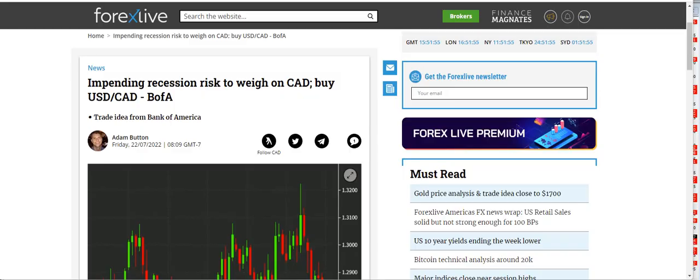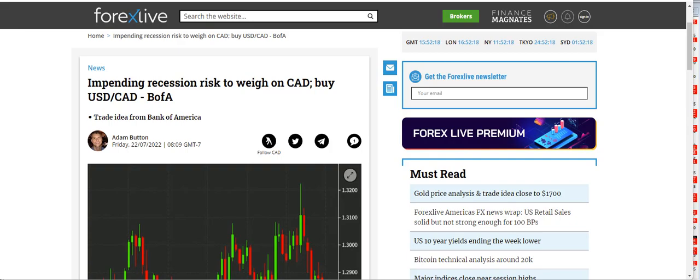Hello, ladies and gentlemen. My name is Greg Michalowski, and I wanted to take a technical look at the dollar versus Canada. The catalyst for this look at that currency pair is a post that Adam just put up titled "Impending Recession Risk to Weigh on the Canadian Dollar by US Dollar in Canada."